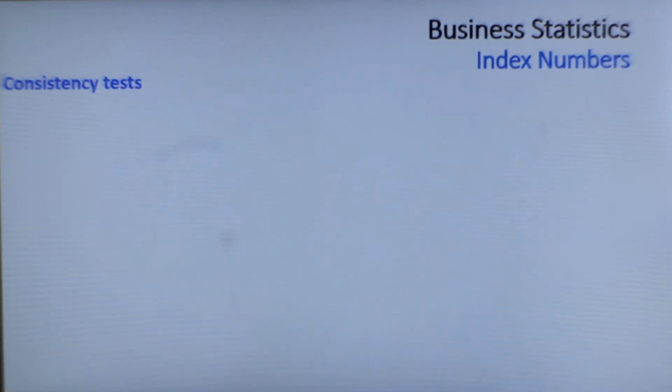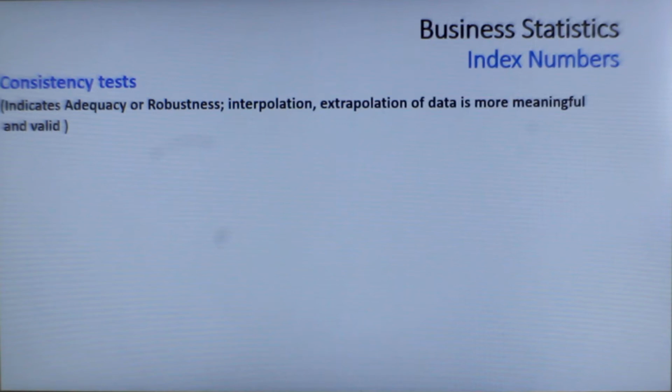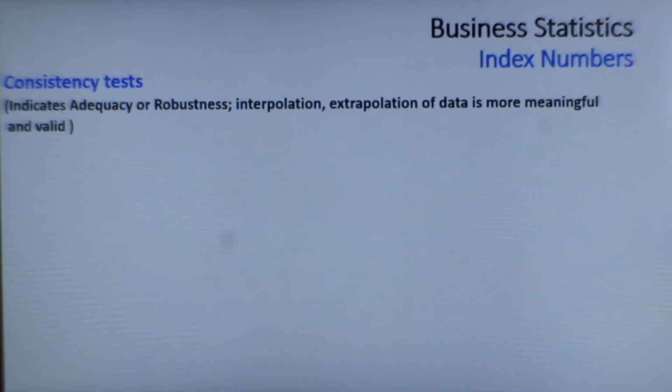We need to also examine whether these index numbers stand certain validation. By this I mean how good these index numbers are and how you assess the strength of these index numbers. These we understand by way of consistency tests. There are 3 consistency tests.